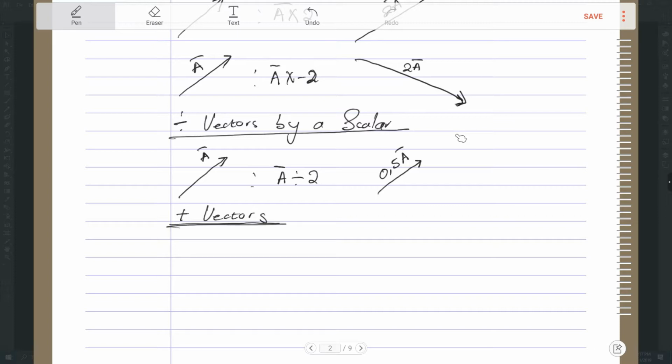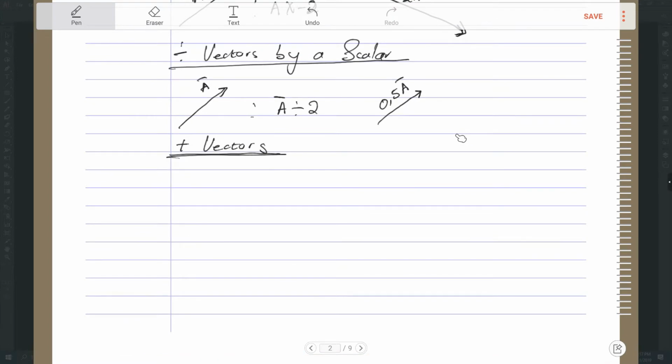So here on addition of vectors, we'll learn about two methods that we can use to add vectors. The first one is the parallelogram rule, and secondly we can use the triangle rule. All vector quantities obey the parallelogram rule of addition.